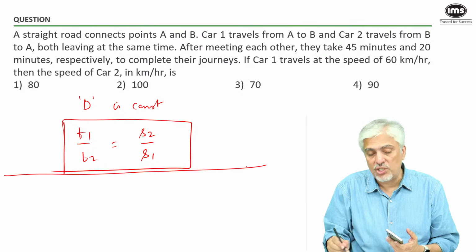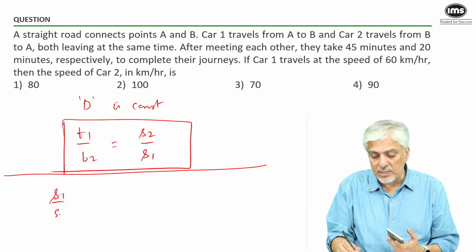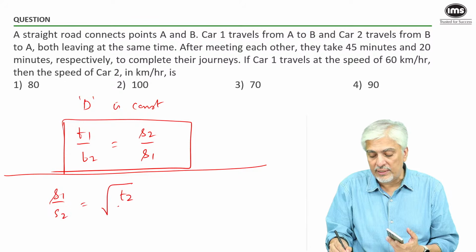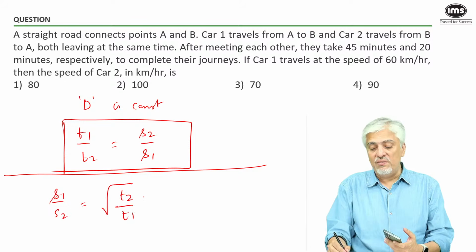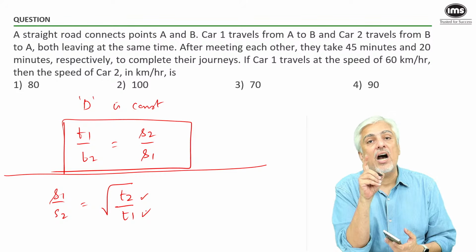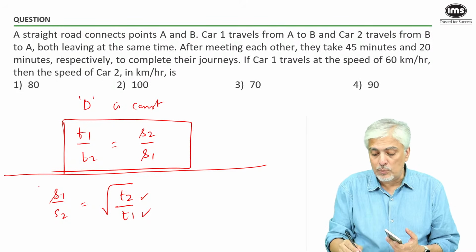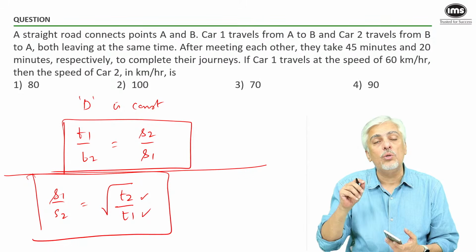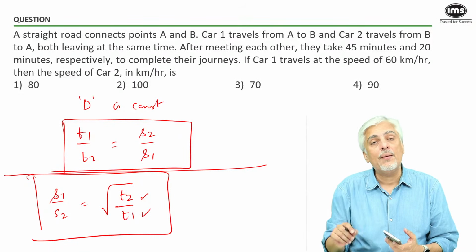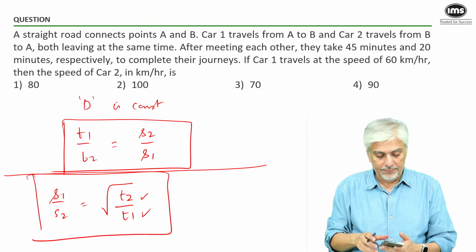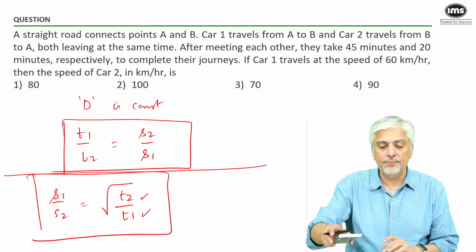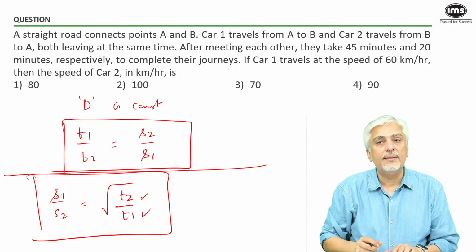For this question, speed 1 upon speed 2 is root of T2 upon T1, where T1 and T2 are the time taken after meeting. This is a very specific concept. So use it only for these type of questions. Okay, remember that. I hope, Raj, that's clear. Okay, let's go ahead.